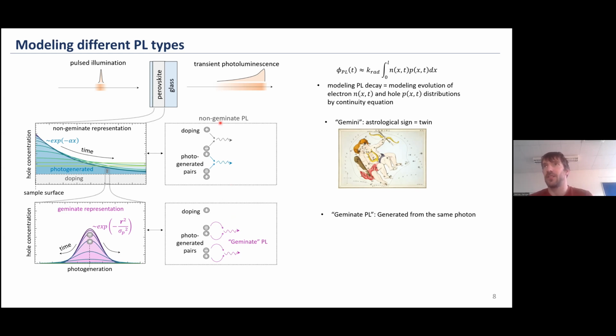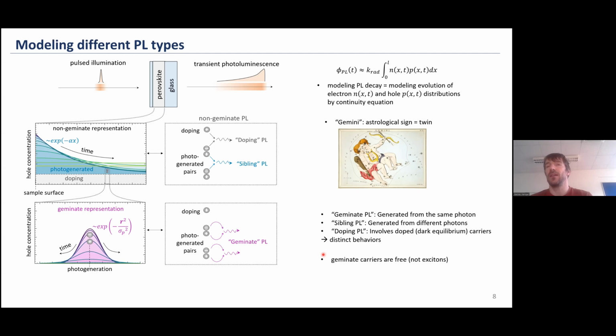Usually people don't distinguish that much. However, I like to introduce two terms for this. So one is doping PL, where one of the carriers which recombined was already there in the dark. So this is a doped carrier. And the sibling PL, where both of the carriers were photogenerated, but not from the same photon. And I'm doing this because these three different PL types have very different behaviors, especially in the trPL.